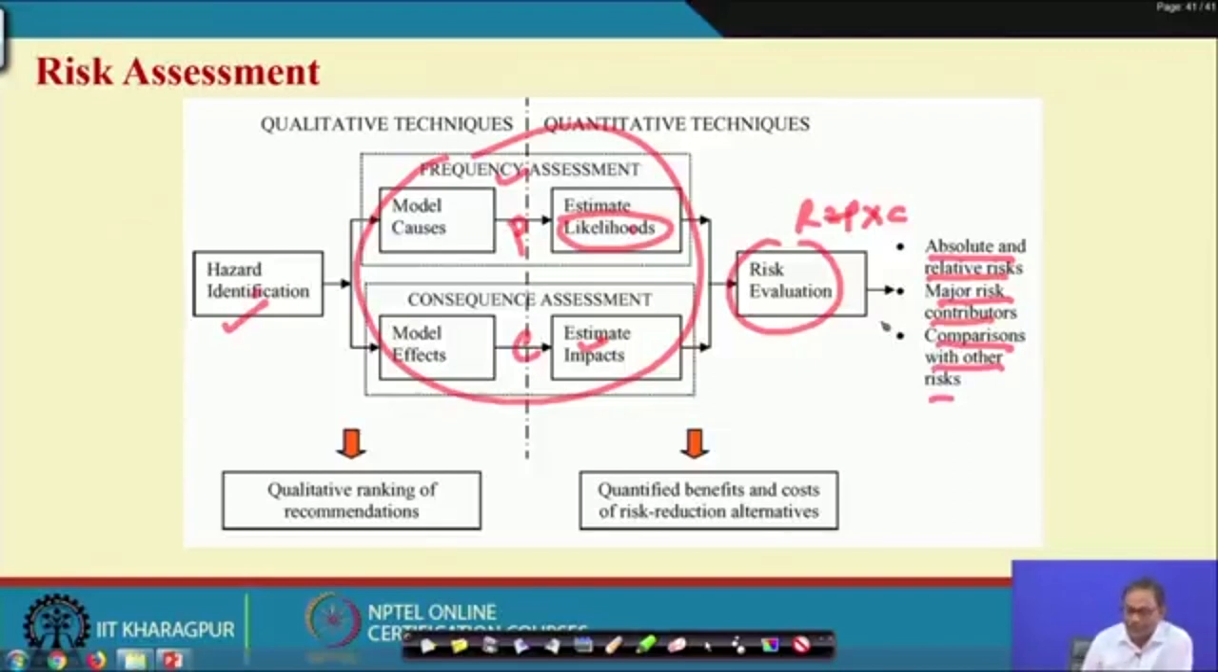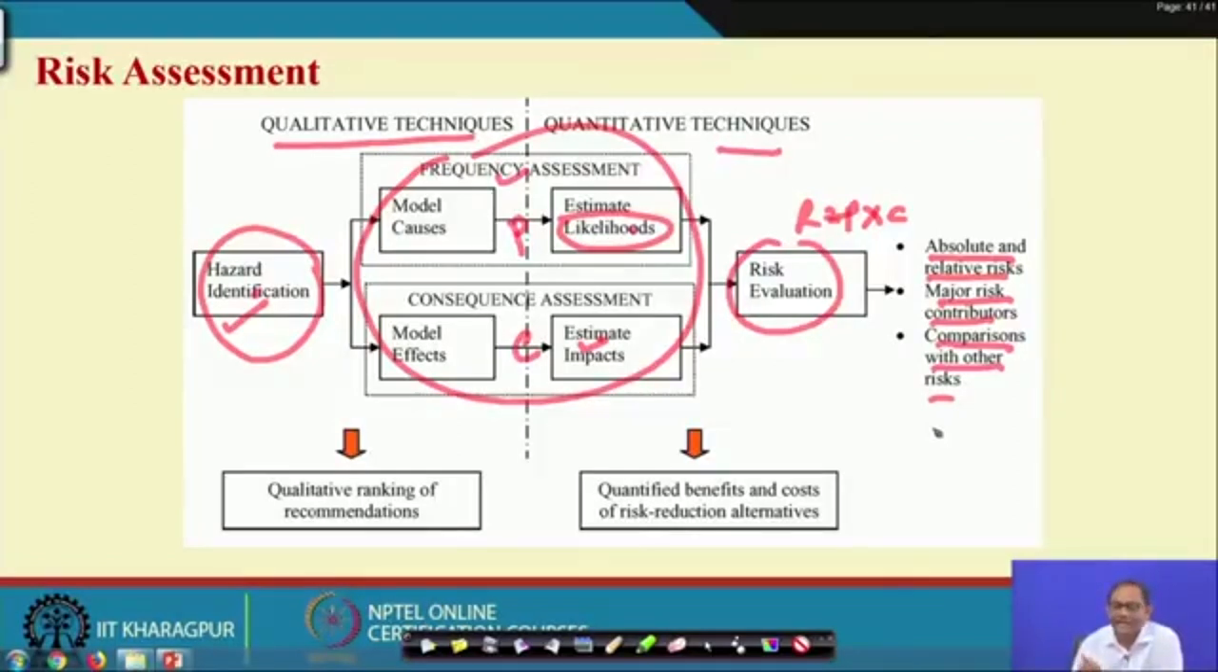like this. So, this particular process, one side is qualitative, another side is quantitative. If you go by qualitative risk assessment, you will get qualitative ranking. When you go for quantitative, you will get quantified benefits. Okay. So, what is the process of risk assessment? You have to first identify hazard, then how that hazard contributes to accident, then there will be a model of causes which gives you the probability, there will be a model of effects which gives you the impact or consequences, and then these two multiplied give you the risk, and finally, this risk will be used for different purposes.